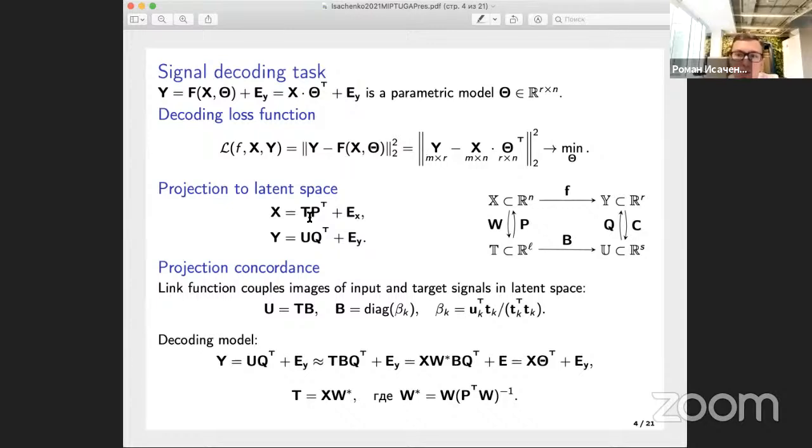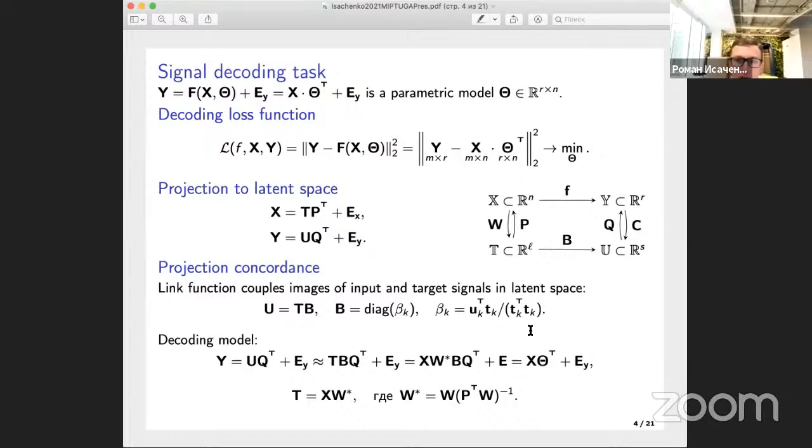At this point, we propose a method of projecting data descriptions into a latent space. The original matrices X and Y are projected into latent spaces. The matrices T and U are the images of the original matrices. The commutative diagram shows how the method works. It finds the maps W and C from the spaces X and Y to the latent spaces T and U, as well as the inverse mappings P and Q.